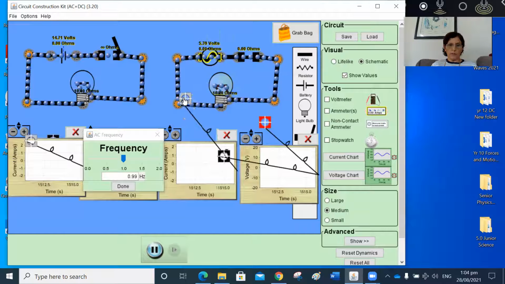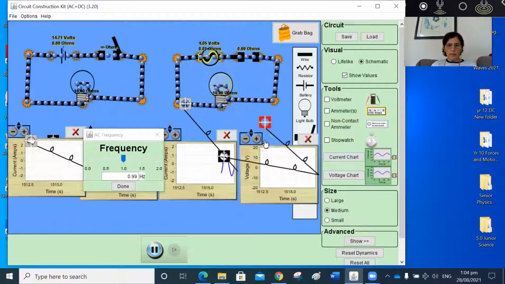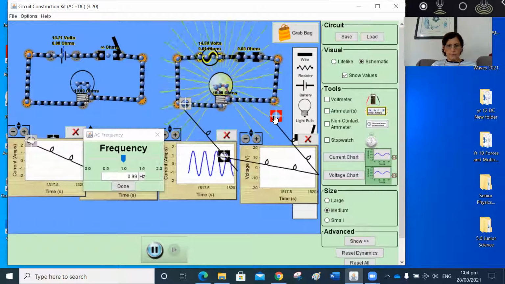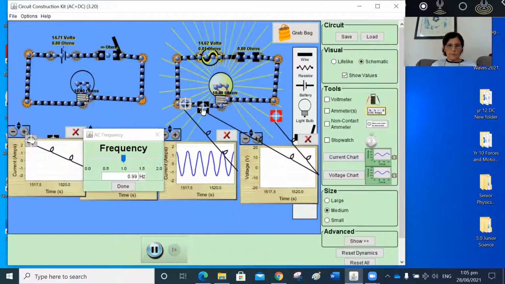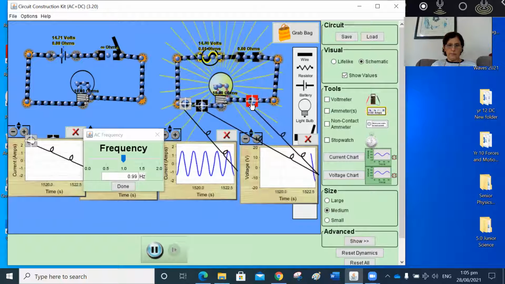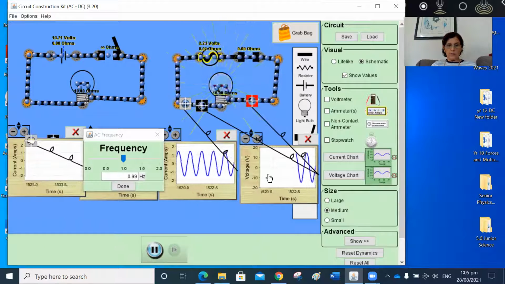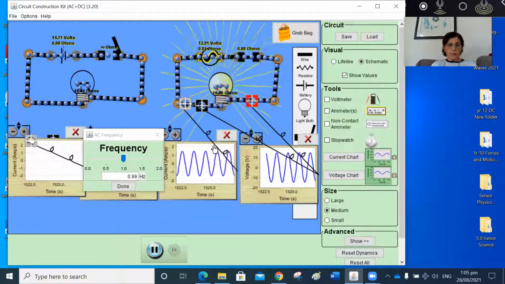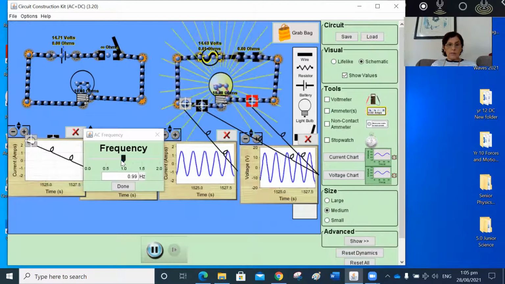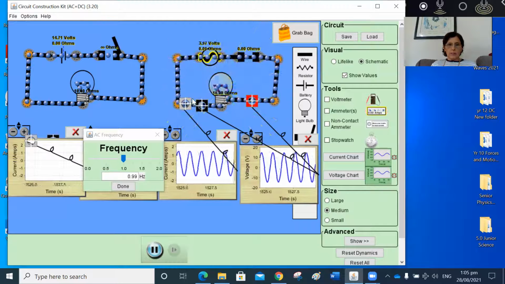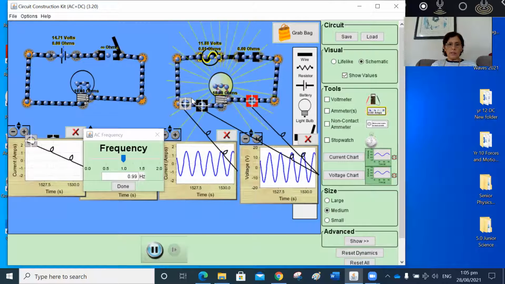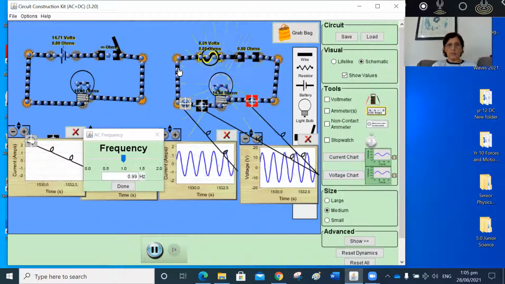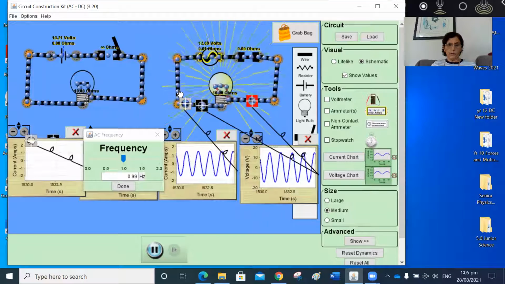And if I connect the current and the voltage probes again, you can see that frequency is higher than before. There are more cycles every second. A frequency of 1 means the current makes 1 cycle: it goes in this direction, and then it goes back. So it takes 1 second to move back and forth.